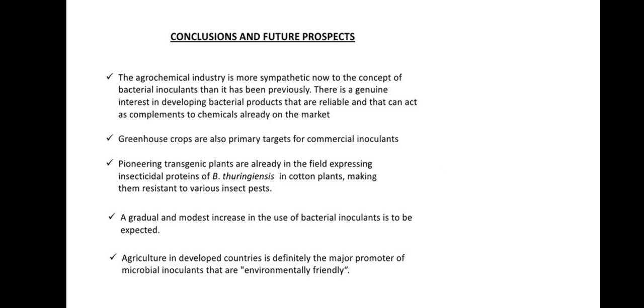Pioneering genetic plants are already in the field expressing the insecticidal protein of Bacillus thuringiensis in cotton plants, making them resistant to various insect pests. A gradual and modest increase in the use of bacterial inoculants is to be expected. Agriculture in developed countries is definitely the major promoter of bacterial inoculants that are environmentally friendly.